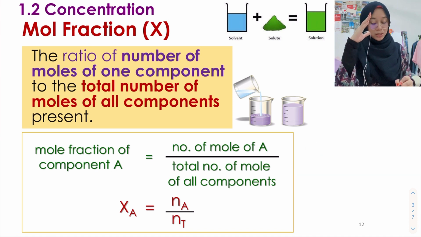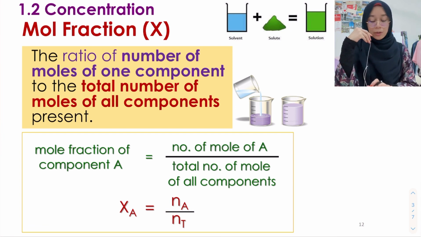So generally, for mole fraction we use the symbol X. Let's say we want to find the mole fraction of A, so XA here equals n of A, divided by n total. The t is for total. Okay, so let's have a look directly at an example.